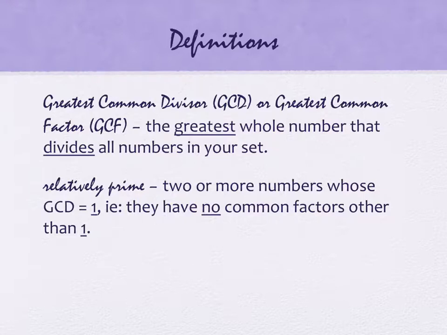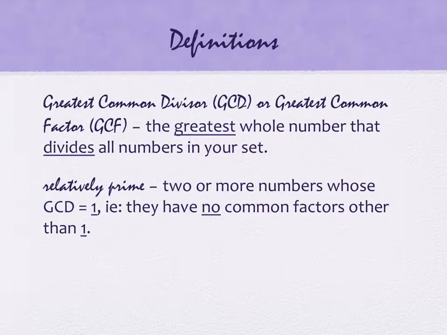This is the greatest whole number that divides all the numbers in your set. Please recognize it's still a divisor. So this is still a number that's smaller than the numbers you're already working with. Greatest common divisors are small numbers. They're just the biggest of the small things, right? It's like the tallest hobbit or something like that, okay? They're still small things.